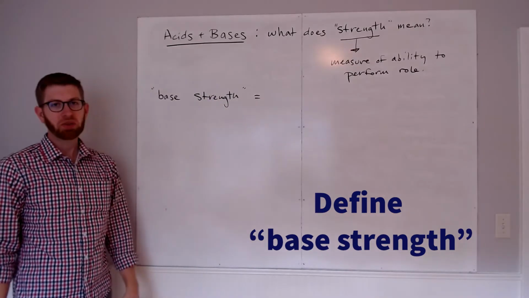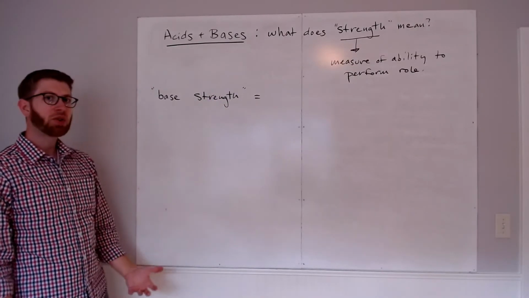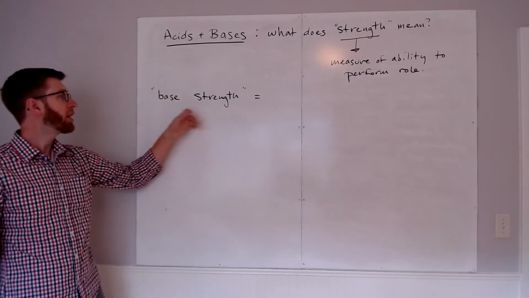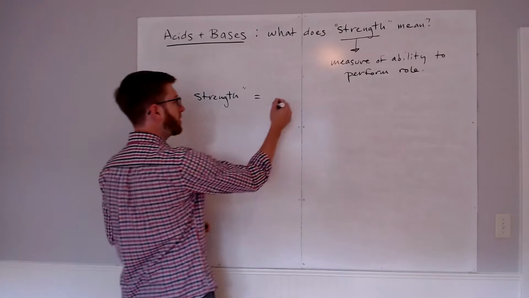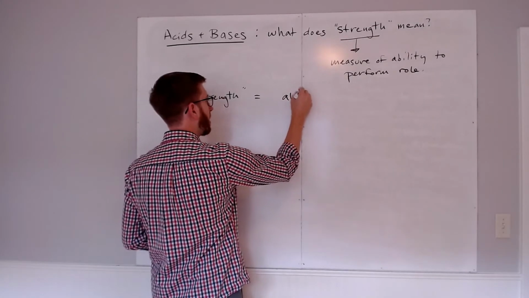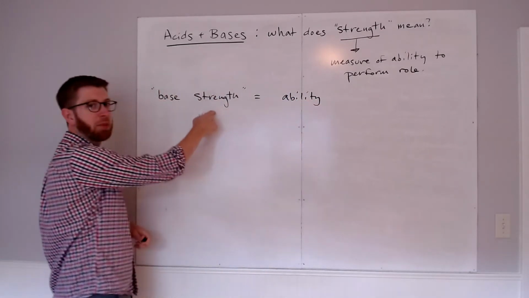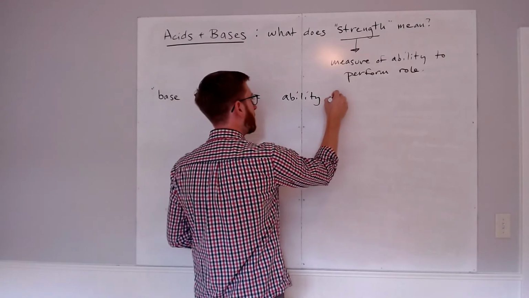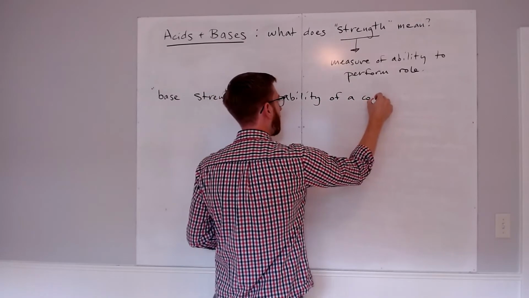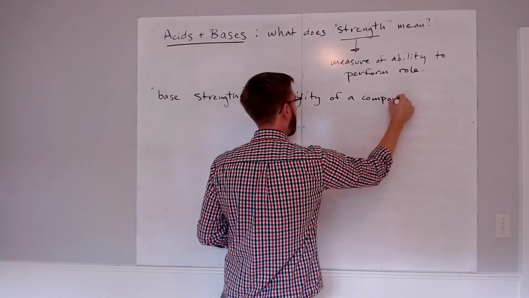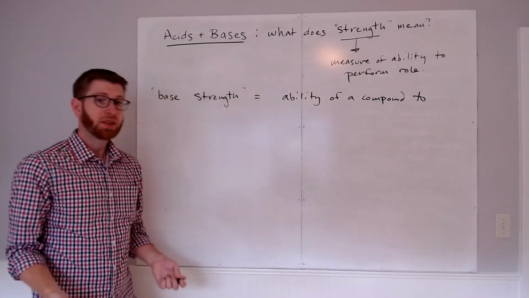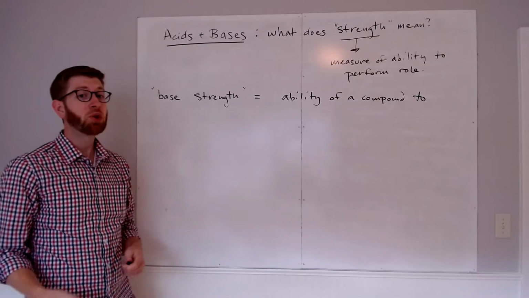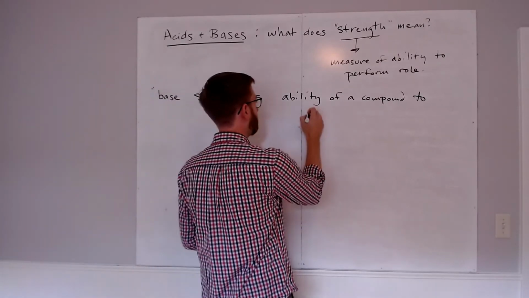Hopefully you've had a chance to write your definition down. One of the things you'll notice is that the word strength is staying the same, but the role, base, is changing. So we're still talking about ability. That's really what we mean by strength. But now we're talking about the ability of a compound to not donate a proton, but to form a new bond to the proton.